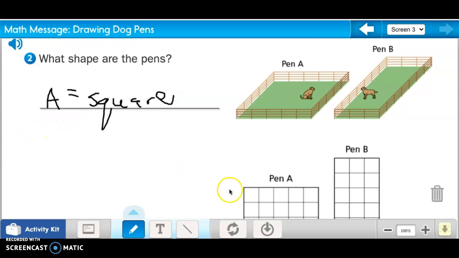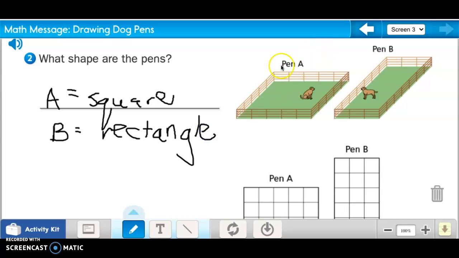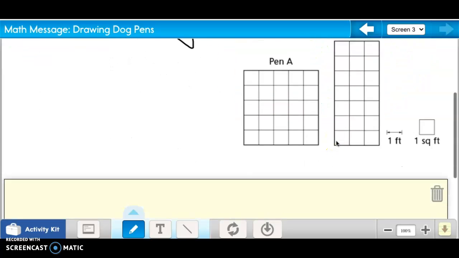And B is, what shape is B? A rectangle. My letters are all over the place here. Those are the shapes. They have the same perimeter and different shapes.